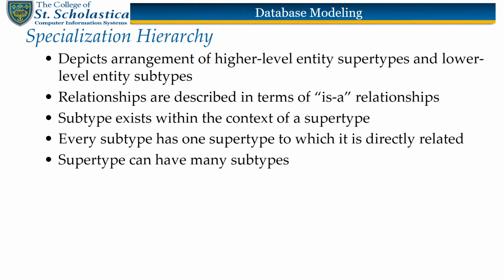It is important to understand that within a specialization hierarchy, a subtype can exist only within the context of a supertype, and every subtype can have only one supertype to which it is directly related. However, a specialization hierarchy can have many levels of supertype-subtype relationships. That is, you can have a specialization hierarchy in which a supertype has many subtypes. In turn, one of the subtypes is the supertype to the other lower-level subtypes.